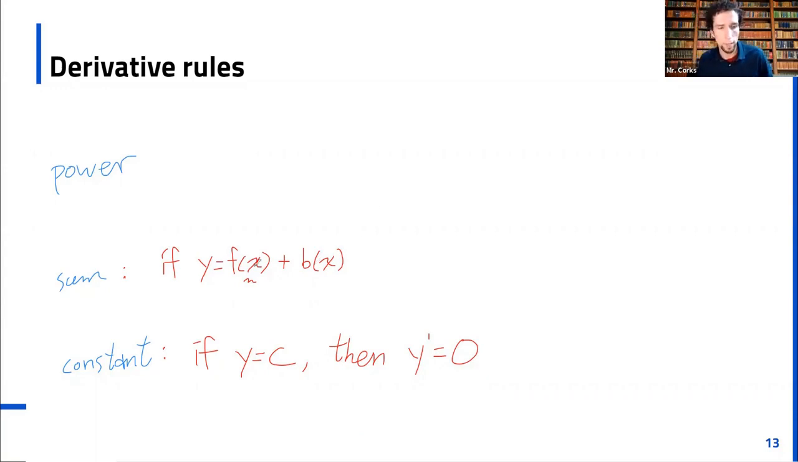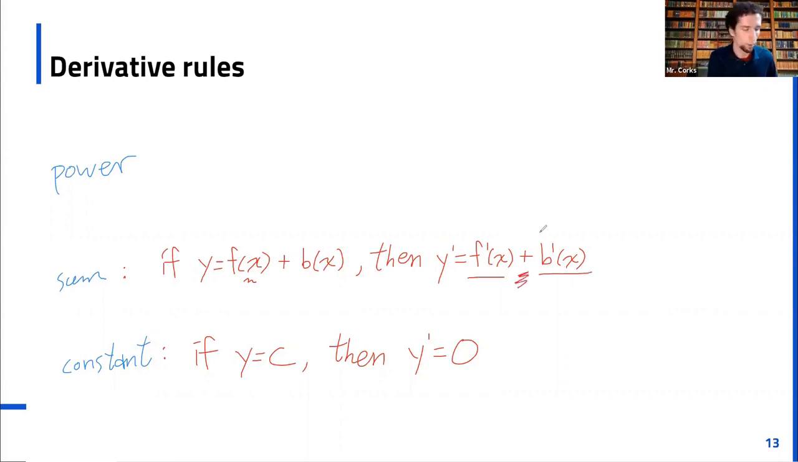Okay, so if y is equal to function 1 plus function 2, f of x plus b of x, then y prime equals f prime of x plus b prime of x. Good. So if the function has inside of it two different parts added together, then just find the derivative of the two parts separately, then add them together. That's the sum rule.